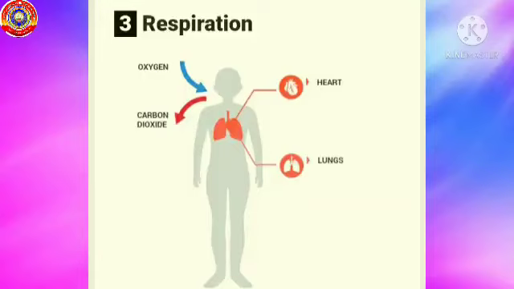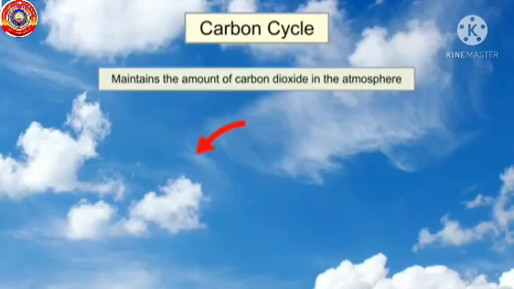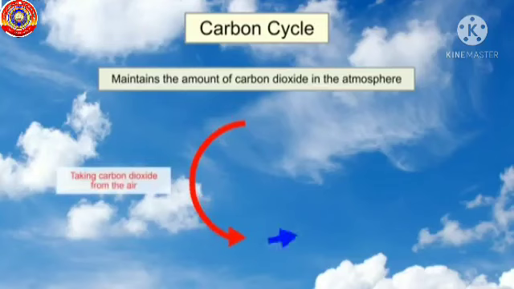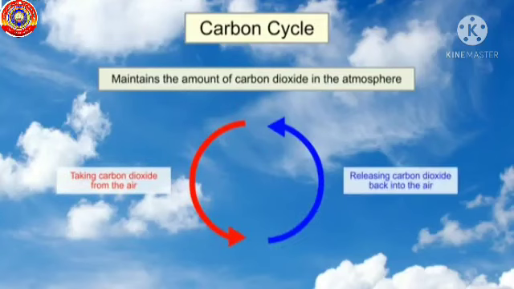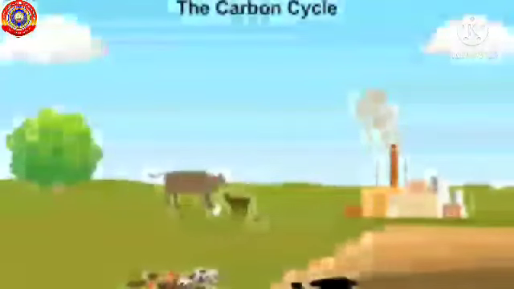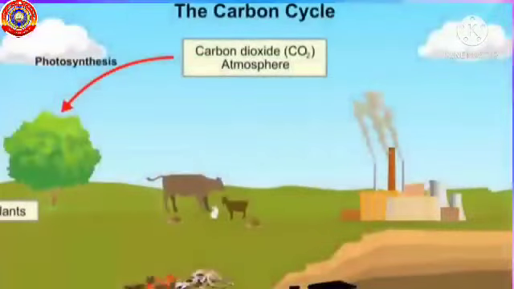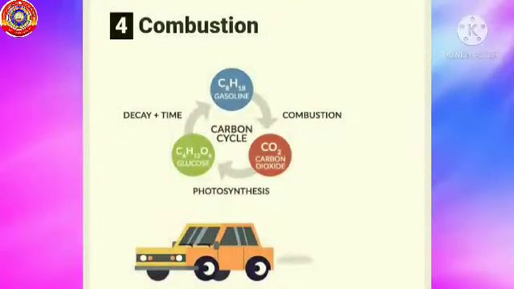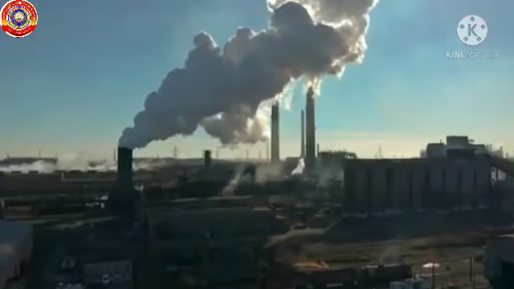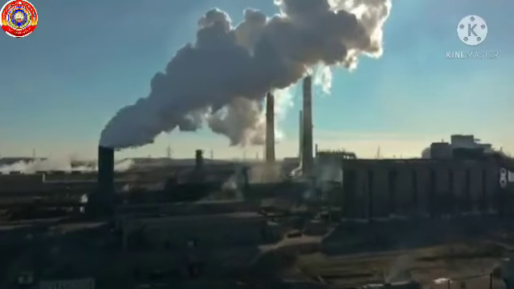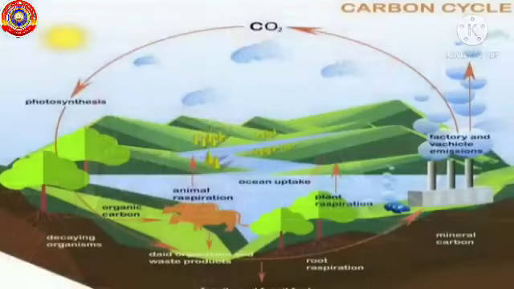Respiration. Our cells require oxygen to break down the food we consume through cellular respiration. Carbon dioxide is released into the atmosphere because of cell respiration, and through photosynthesis, plants absorb this carbon dioxide and release oxygen. Then combustion. The burning of carbon and carbon compounds results in the formation of carbon dioxide. As a result, the carbon dioxide is released back into the atmosphere.